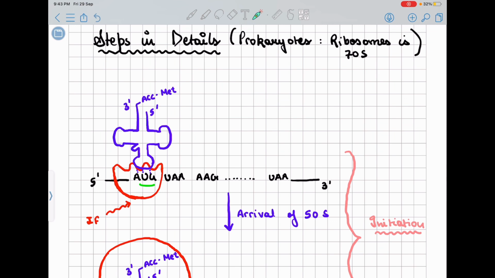So now let's talk about the steps of translation in detail. We will keep prokaryotes in our mind, but there is no big difference between eukaryotic and prokaryotic translation. The major difference we can see is the type of ribosome involved. In prokaryotes, 70S type ribosome is involved.